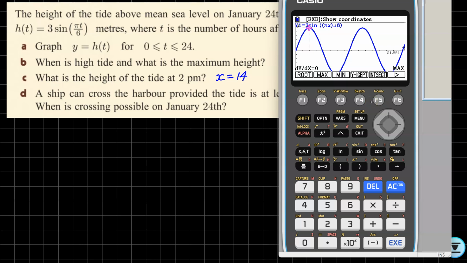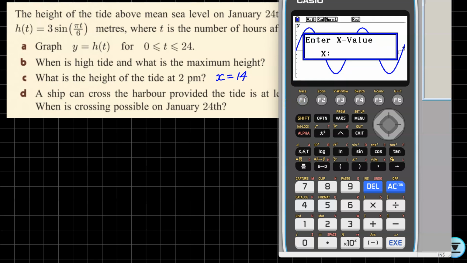Who remembers what we do? Anyone? Good. We want a Y calc. So this arrow here, F6, we're going to say more. And I want to do a Y calc. If I press F1, it's going to ask me, you want a Y calc, what's your X value? By all means, you could sub it into your equation here, but hence we've got it on the calculator, let it do all the work.